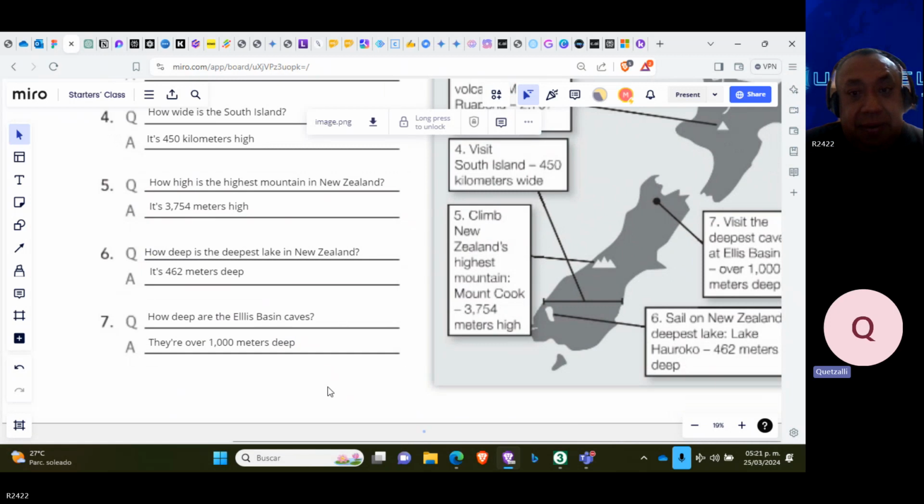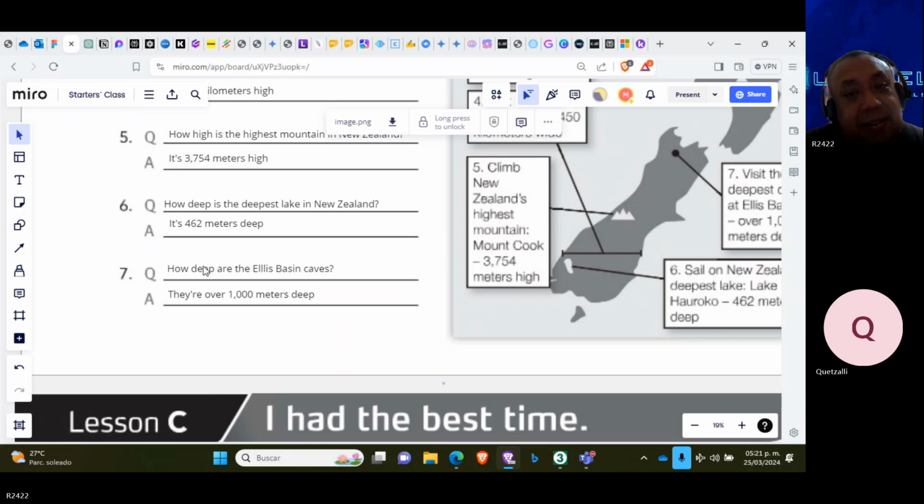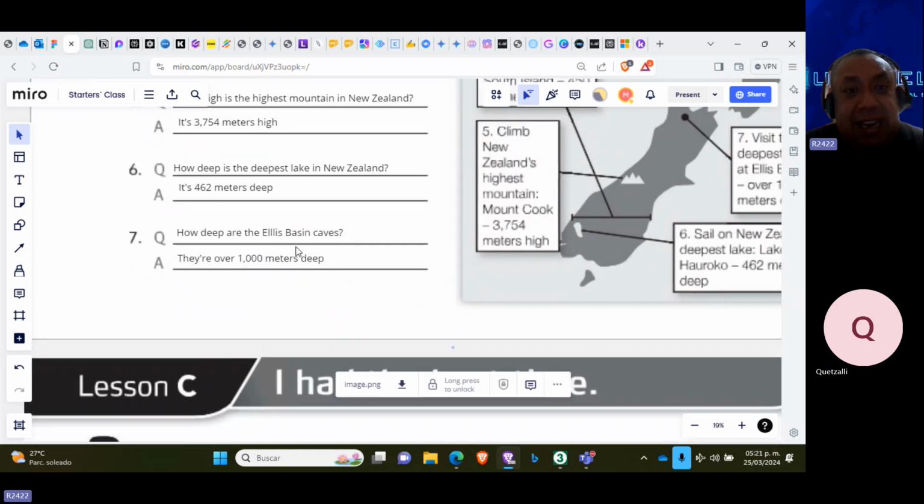It's 3,754 meters high. Good. How deep is the deepest lake in New Zealand? It's 462 meters deep. Very good. How deep are the Ellis Basin caves?